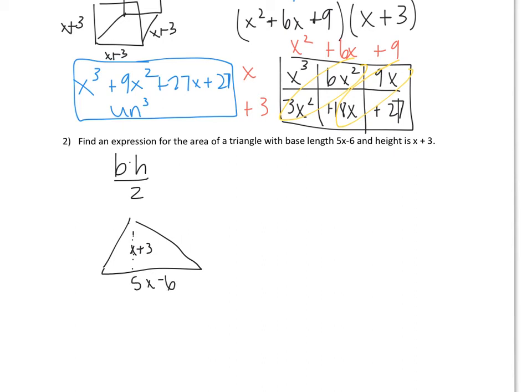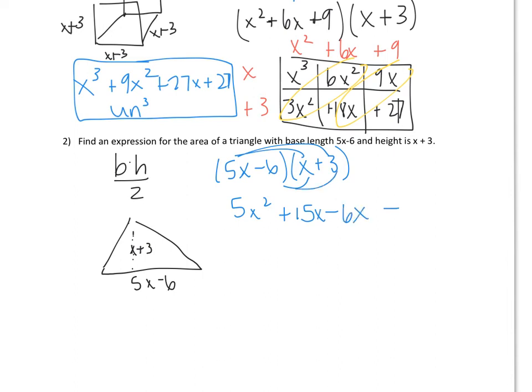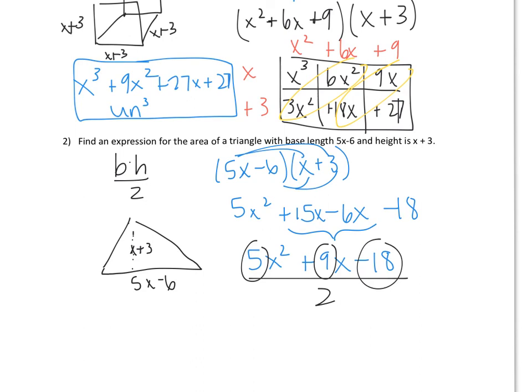So I'm going to take my base times height, and I have 5x minus 6 times x plus 3. Go ahead and FOIL and get 5x squared plus 15x minus 6x minus 18. And I'll put together my like terms, and I get 5x squared plus 9x minus 18. And then the only thing I haven't done yet is divide by 2. So when I divide by 2, I'm just going to look at all the coefficients and divide those by 2.